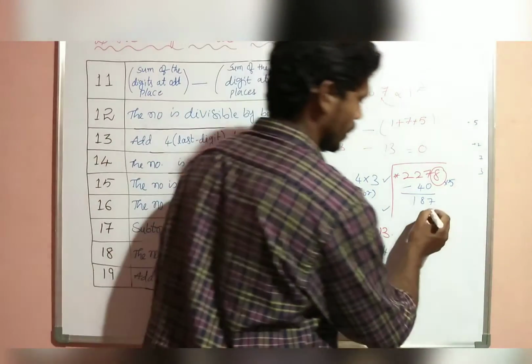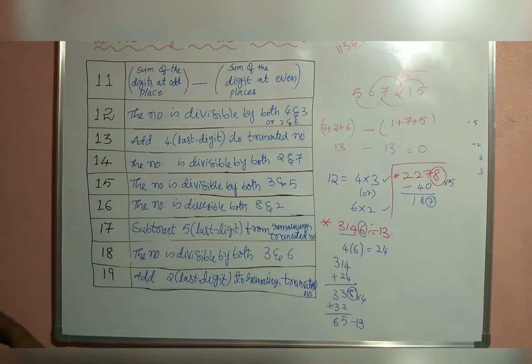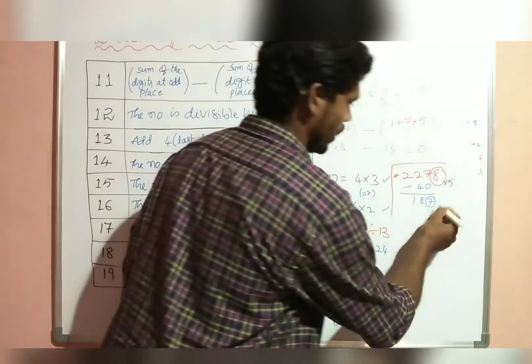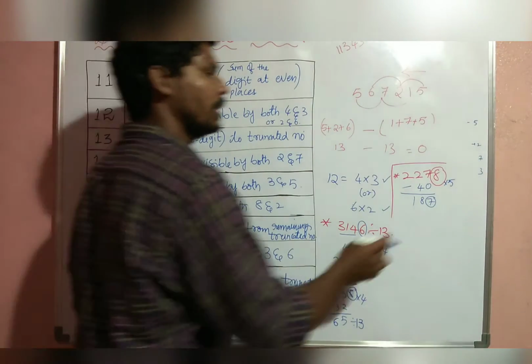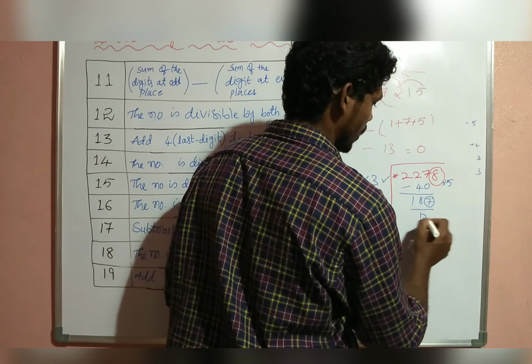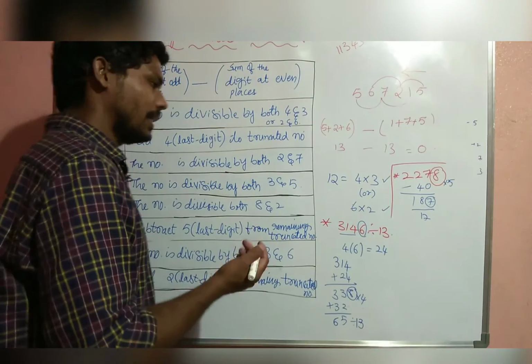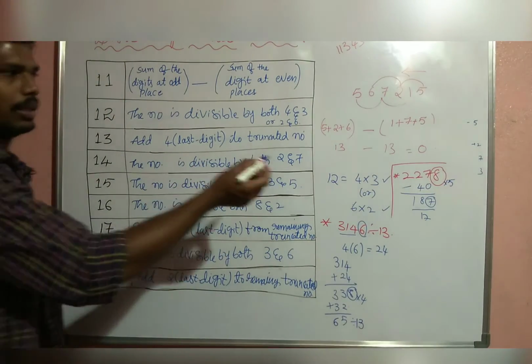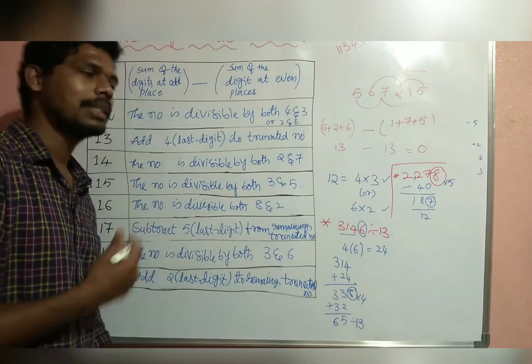Again repeat the process, that is 187. 5 times 7 is 35, that can't be subtracted from 18, so till here you can stop. Now check divided by 17. 17 ones are 17, 17 11s are 187. So the given number 2278 is also divisible by 17.